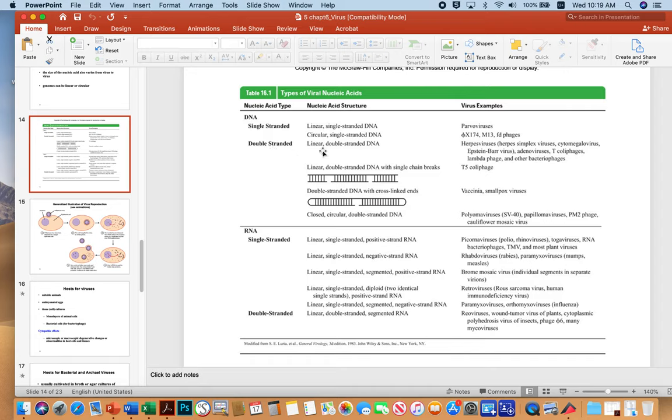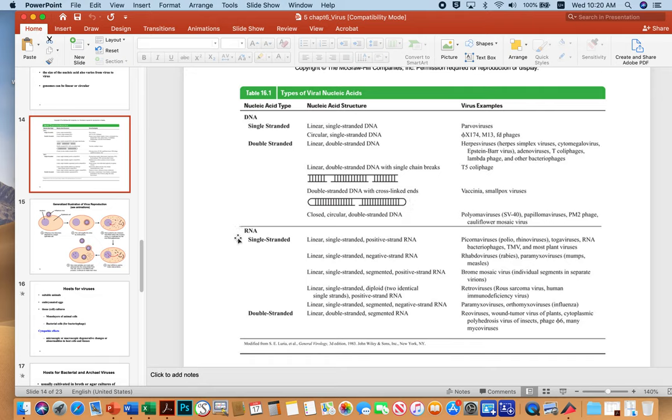So again, typically linear double-stranded DNA, and so that's the herpes viruses, such as the virus that causes chickenpox, or herpes simplexes that cause genital herpes and things like that. So there's a lot of double-stranded viruses as well. And so here's an example of a linear, the way it would be arranged, almost like a ladder, or a double-stranded DNA with cross-linked ends. You see the cross-linked ends.